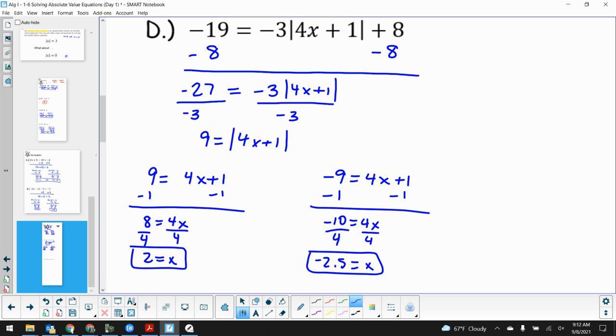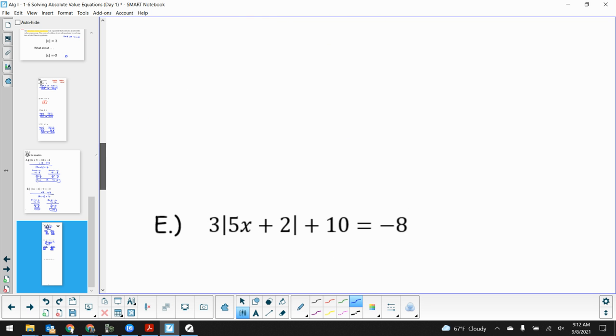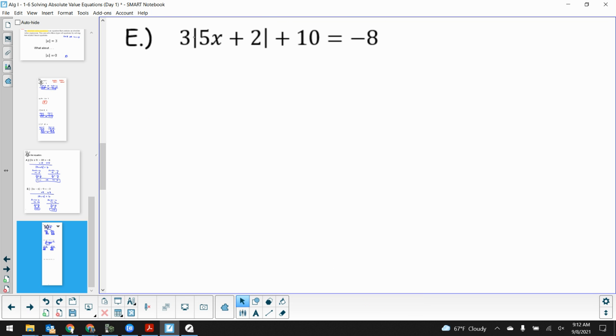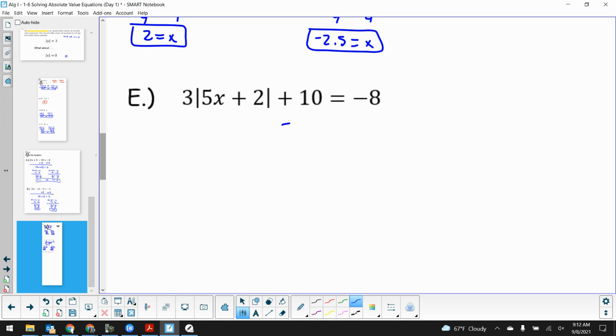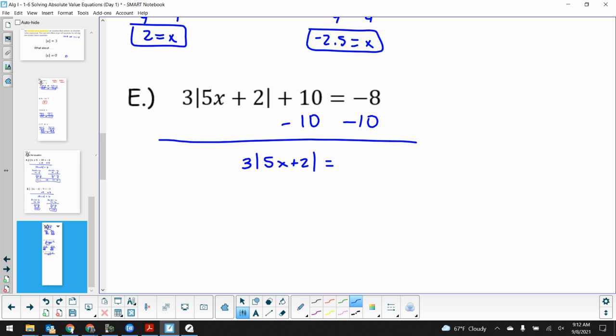Hold on. Let's do one more. Let's take a look at this last one. Bring this one up here. If I subtract 10, I have 3 absolute value 5x plus 2 is equal to negative 18. I divide by 3. I get the absolute value, 5x plus 2 is equal to negative 6.